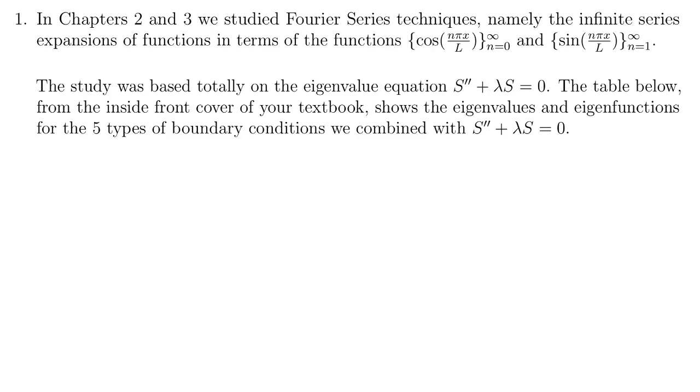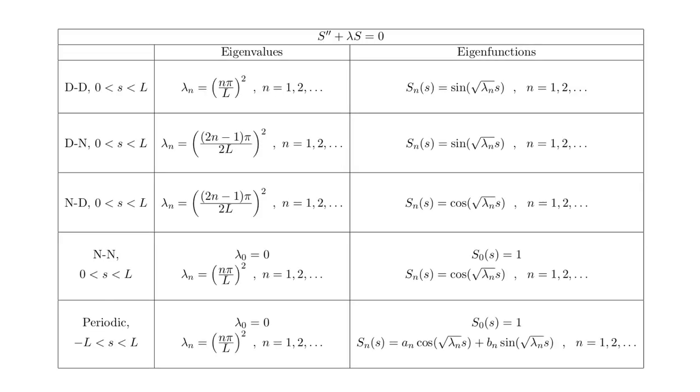The table below from the inside front cover of your textbook shows the eigenvalues and eigenfunctions of the 5 types of boundary conditions we've studied combined with this differential equation. The first row gives the eigenvalues and eigenfunctions for the Dirichlet boundary conditions. The second row is for Dirichlet-Neumann boundary conditions, the third row Neumann-Dirichlet, and the fourth row Neumann-Neumann. And finally, the last row is for a periodic boundary value problem.